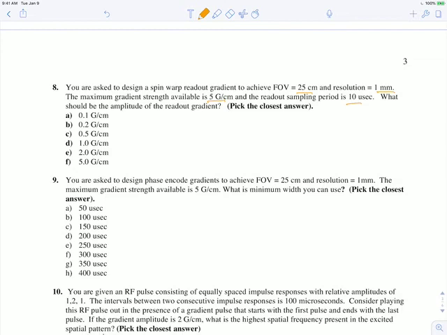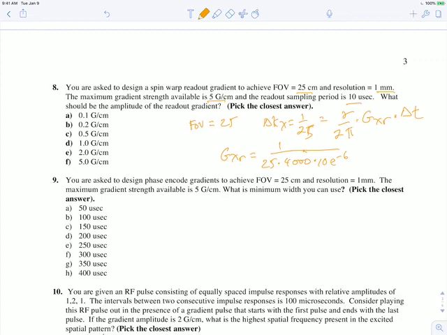So we know the FOV is equal to 25, right? Therefore, delta kx is just 1 over 25, and that's equal to gamma over 2 pi times the readout gradient times delta t. Now I just solve for Gxr, which equals 1 over 25 times 4,000 times 10e-6.